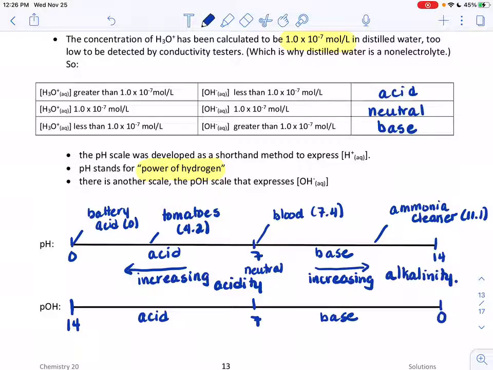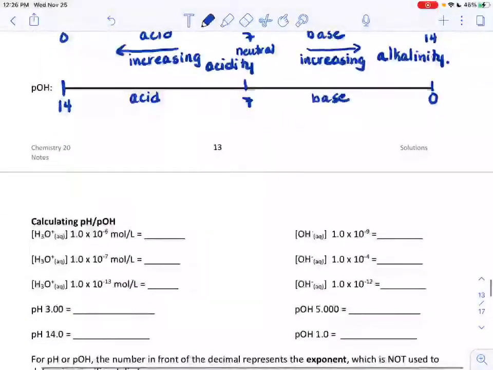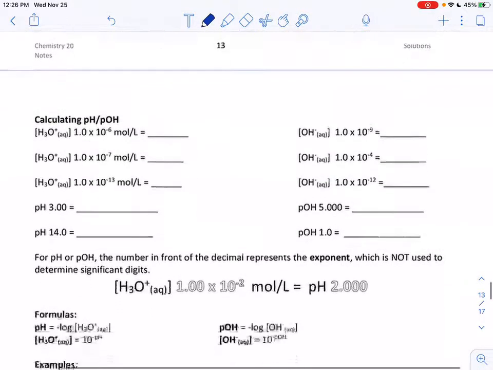This becomes an important aspect of something that we will talk about a little bit later on. So the next part is, how do we calculate pH and pOH? And the first thing that I want you to know is I want you to see some trends.